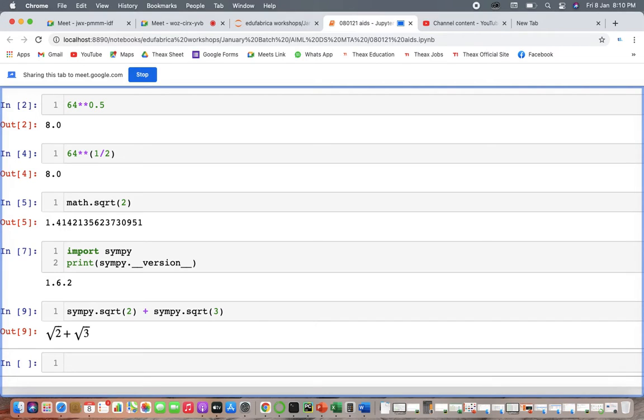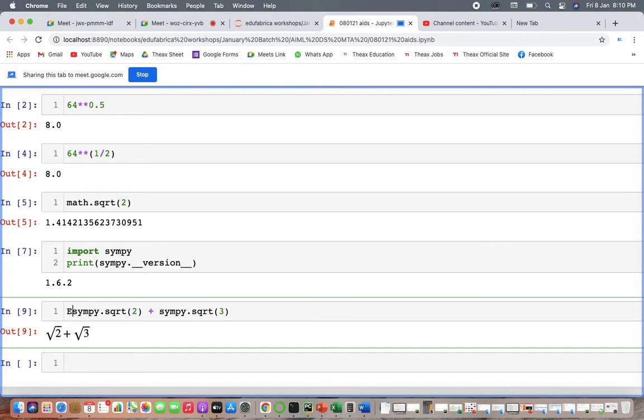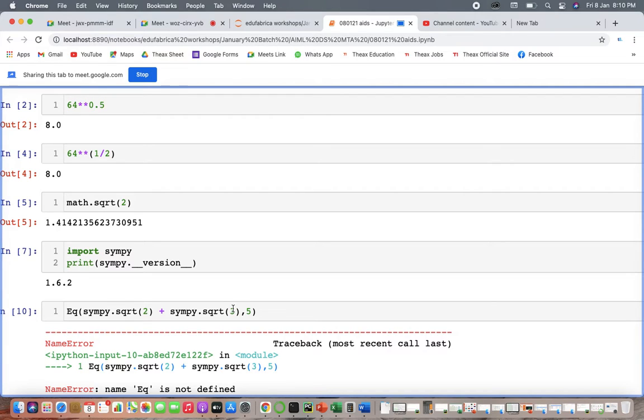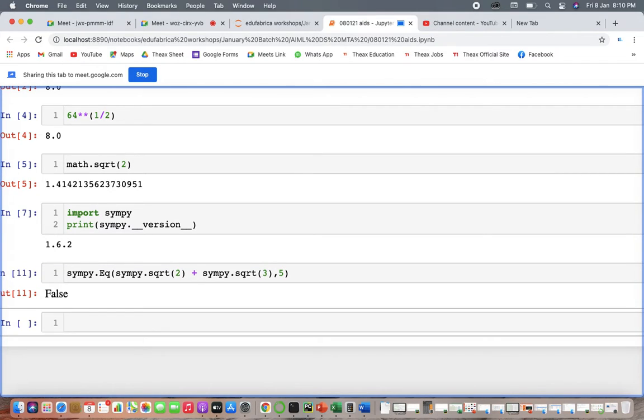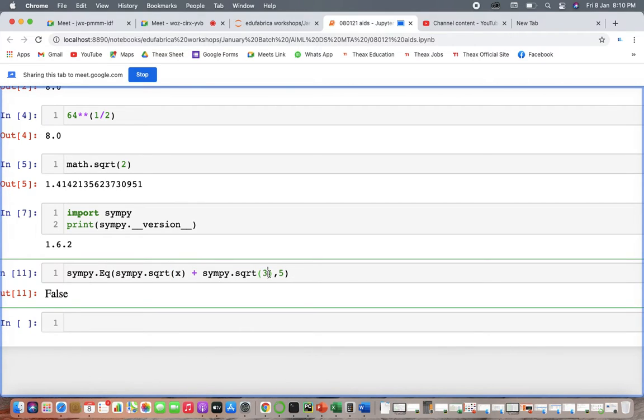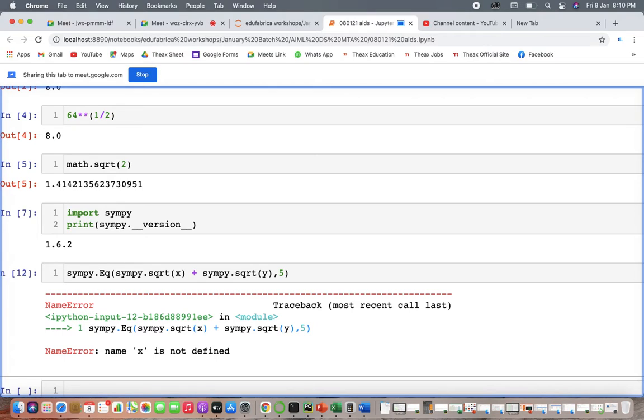And this is equal to 5 as an expression right now. I'm not making it huge, but let's just see. If I say this is equal to 5, it would need to be written inside Eq, and it will give a false, obviously. Let's say I make variables x and y; now x and y would not be defined, obviously. So we are getting a lot of errors, right?